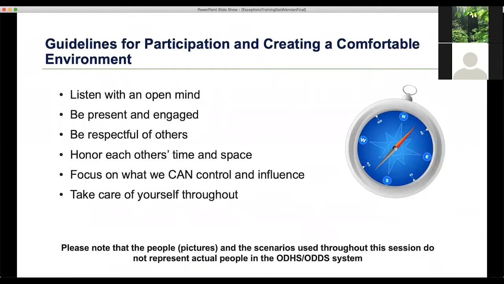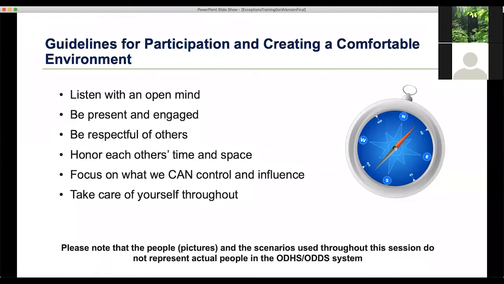Then we're going to focus on what we can control and influence. There are a few things that we'll talk about today, one of them being the role that you will play in the exceptions process. That is something that you have control and influence over, and how that collaboration works. And then again, take care of yourself throughout. Like I said, feel free to turn off your camera if you want to. You can leave it on if you want to. Grab a cup of coffee, get comfortable, and if you need to leave for any reason to take a break, go ahead and do that.